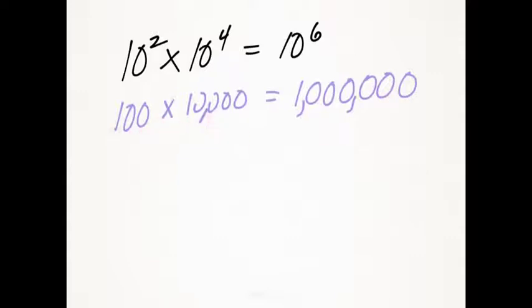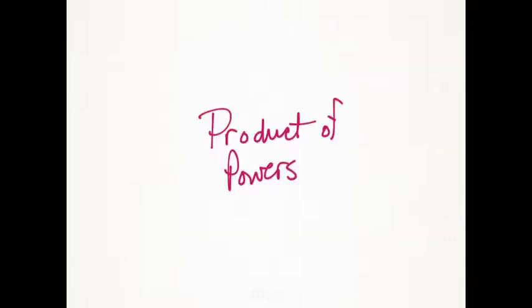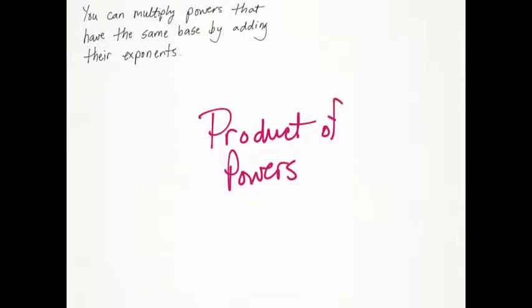100 times 10,000 will give us 1 million. And again, it's just a combination of the zeros. 2 zeros here, 4 zeros there, gives us 6 zeros over here. This is all related to the product of powers. And that's simply stating that you can multiply powers that have the same base by adding their exponents.